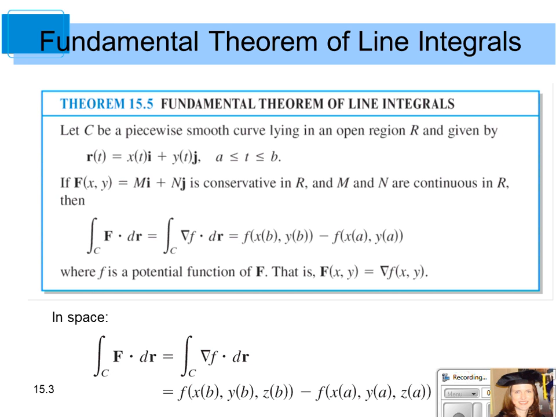That could save you a lot of time in future examples when your path may be quite complicated. Rather than go along these varied paths, you can find the potential function. If this is a vector field in space, then you would find the potential function. It would be a function of x, y, and z. Again, you would evaluate the potential function at the end point and at the starting point and subtract.